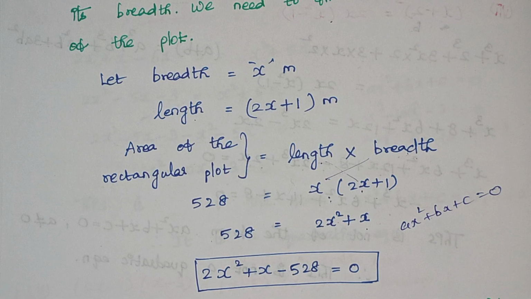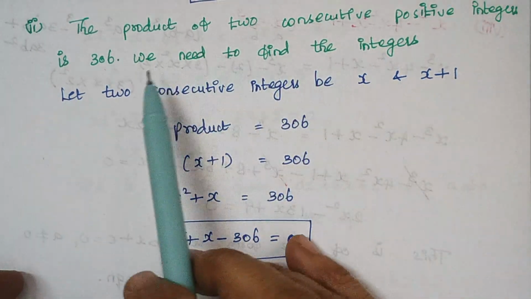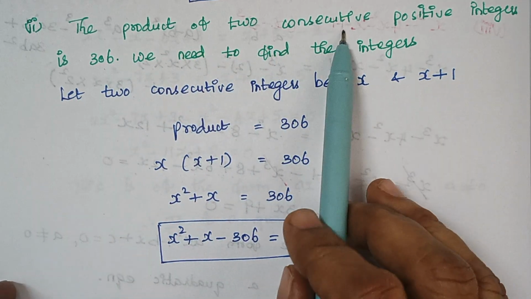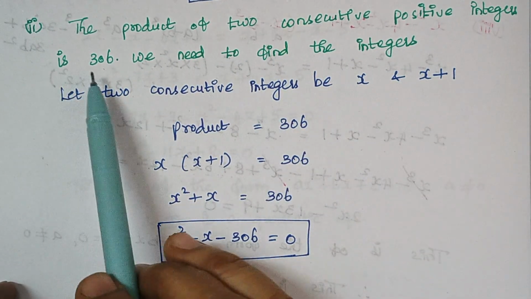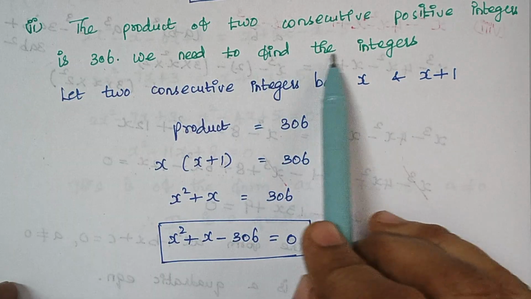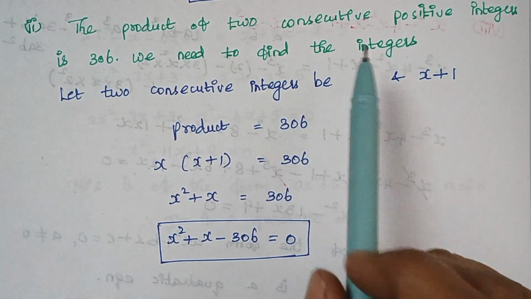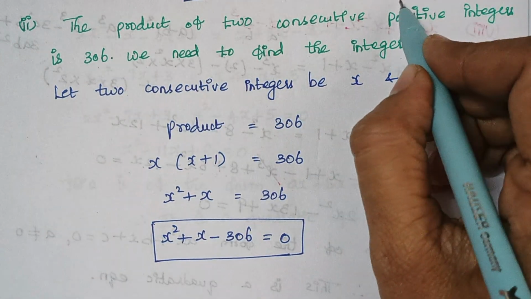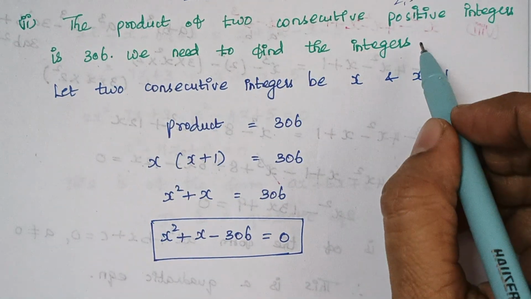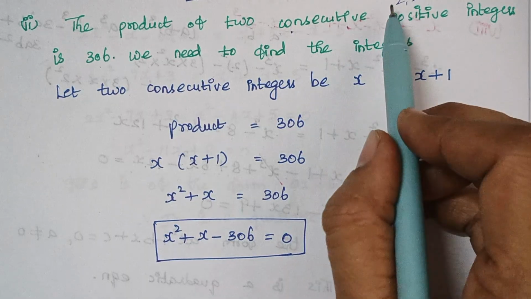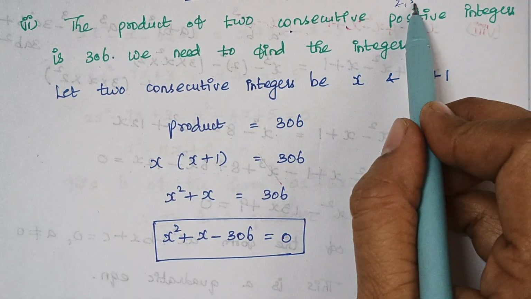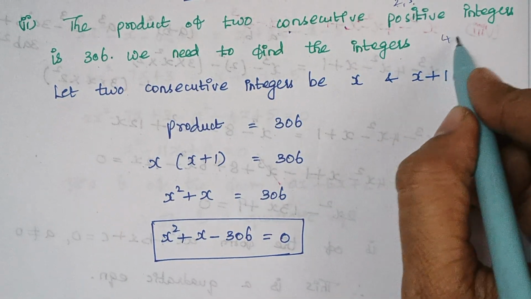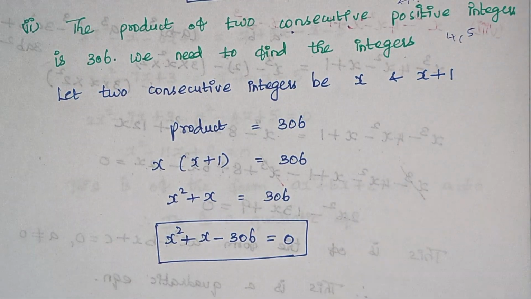Now, we will proceed with the second question. The question is, the product of two consecutive positive integers is 306. We need to find the integers. So what do you mean by consecutive positive integers? For example, 2, 3. Consecutive integers represent the number next to the particular number. It may be 2, 3 or it may be 4, 5 or whatever it may be.